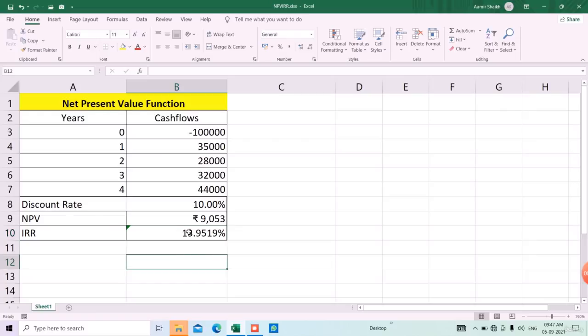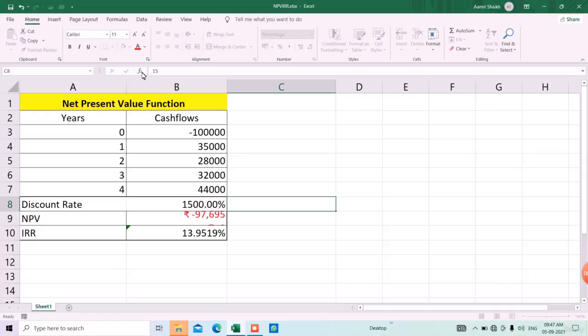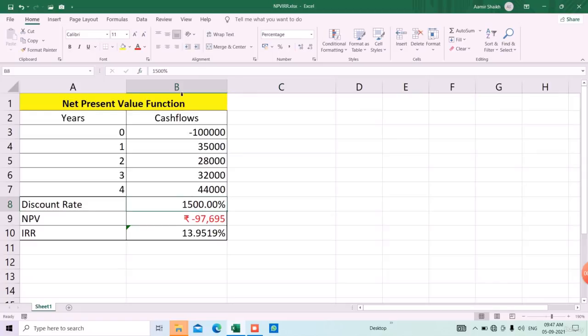Now let me show you how it works. Suppose the discounting rate, that is the rate of inflation, is exactly 13.9519%. Let me write 13.9519%. So what will happen? The NPV will become 0 because I am not going to get any return out of that. Suppose this happens to be 15%, right? So what will happen? This is going to get me a negative NPV, right?